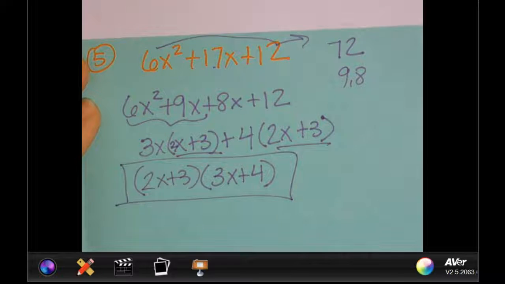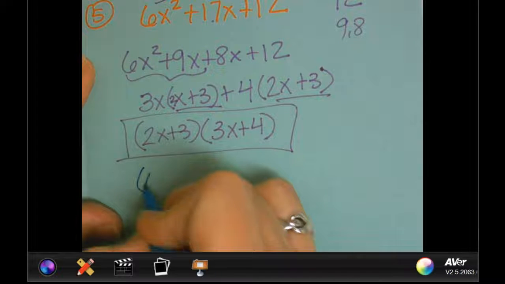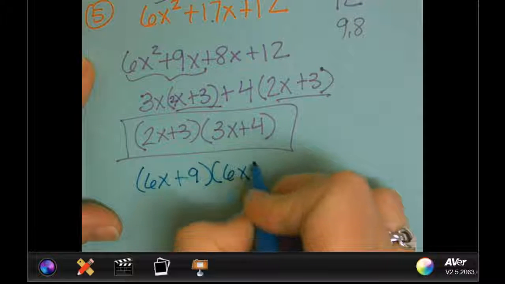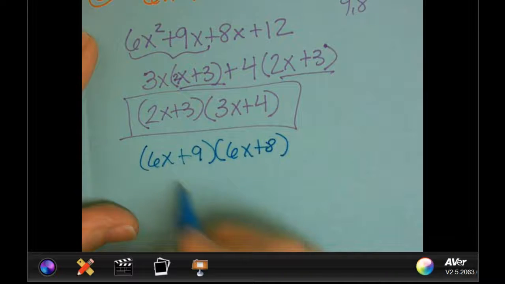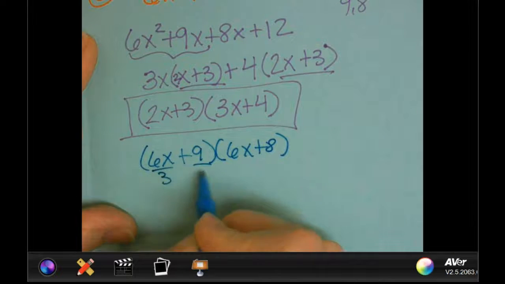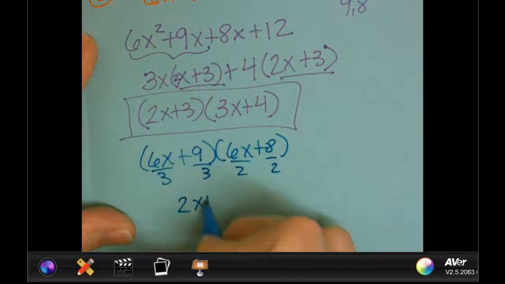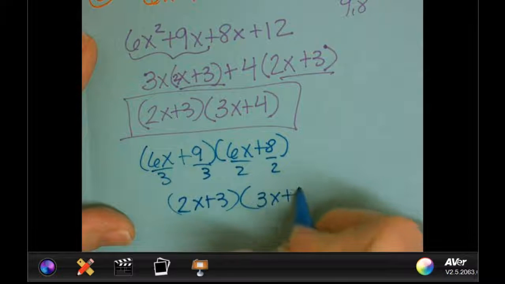So that's option 1. Option 2 is that we leave the 6x in both of them, 6x plus 9, and then 6x plus 8. And then we just divide out whatever they have in common. Here I can divide these both by 3. Here I can divide these both by 2. So this gives me 2x plus 3 times 3x plus 4.